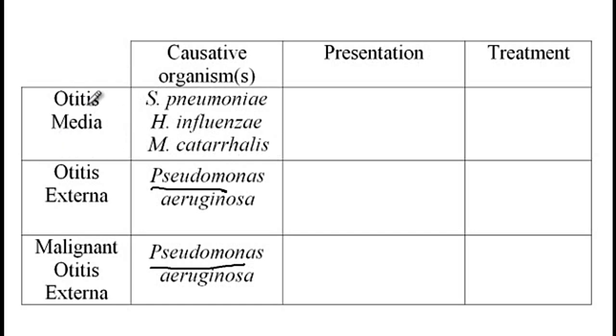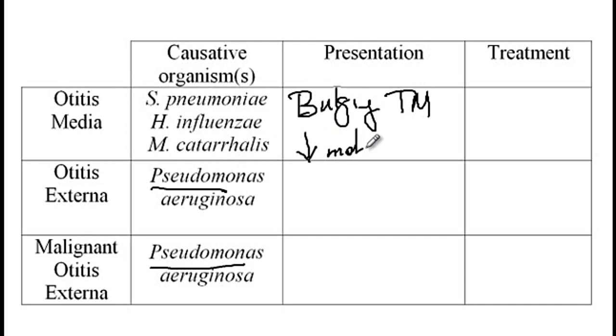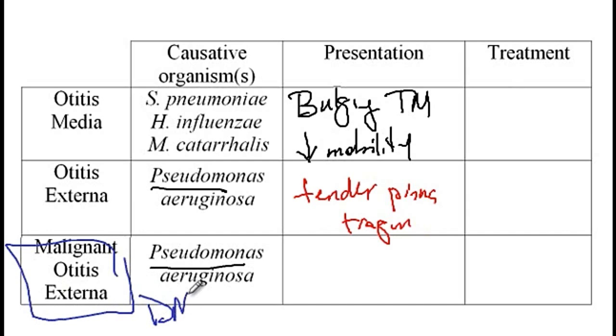Now for the presentation of otitis media, I just explained why there would be bulging of the tympanic membrane, and therefore there would be decreased mobility of the tympanic membrane. Patients with otitis externa will present with a swollen ear canal, as a consequence of which they would have a tender pinna and tragus of the ear. And finally, malignant otitis externa is commonly seen in diabetes mellitus patients. So that's very important. Patients with diabetes mellitus can develop malignant otitis externa, which presents with granulation tissue in the ear canal.